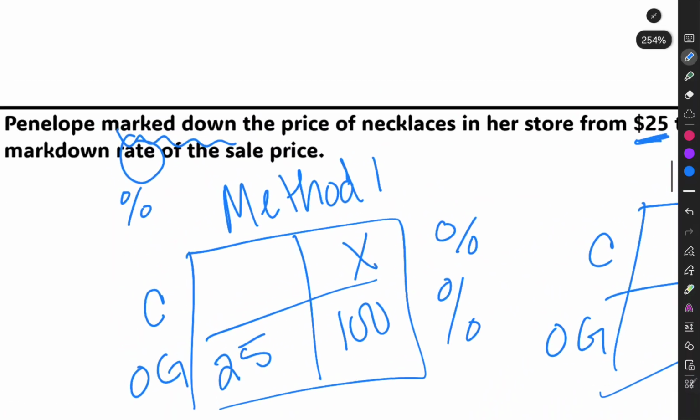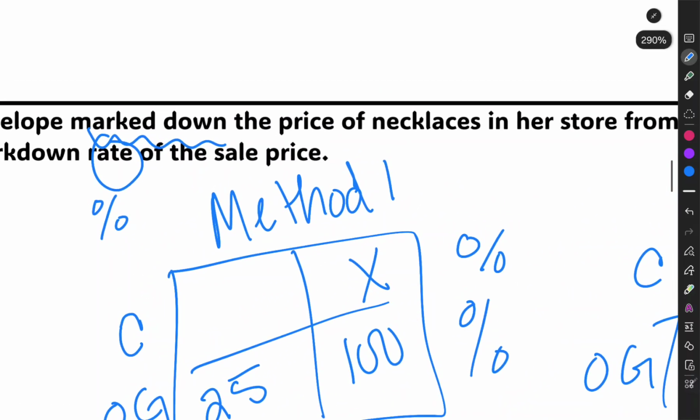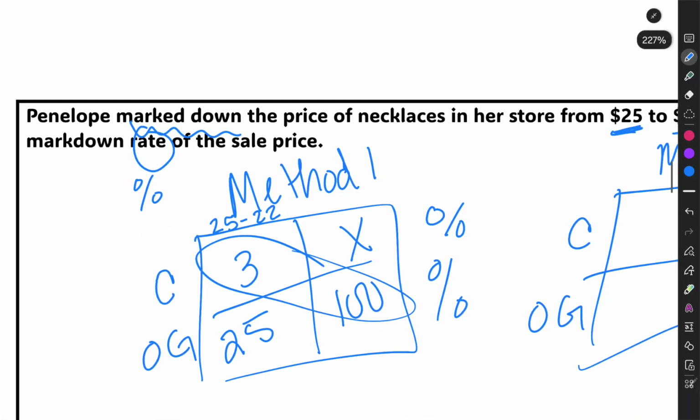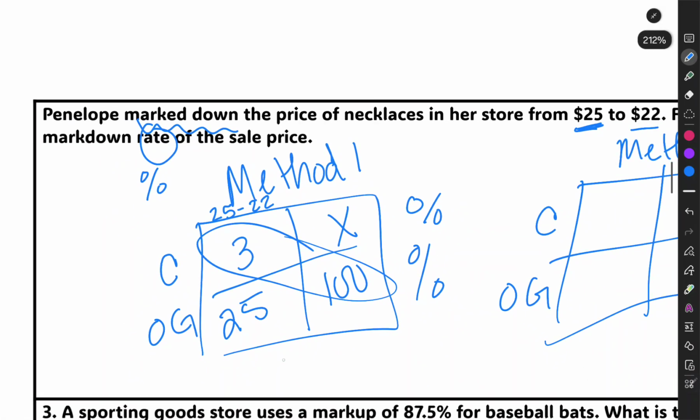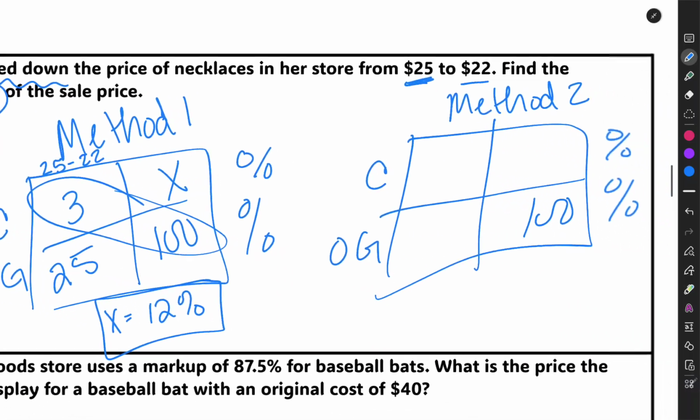So that means we know the change. So remember, the change is not the new price when we're talking about finding this right now. If we think about it, the change is how much money is coming off. And so we take $3 off. So when we cross multiply and divide, we end up with X equals 12%. So that's how much has come off.